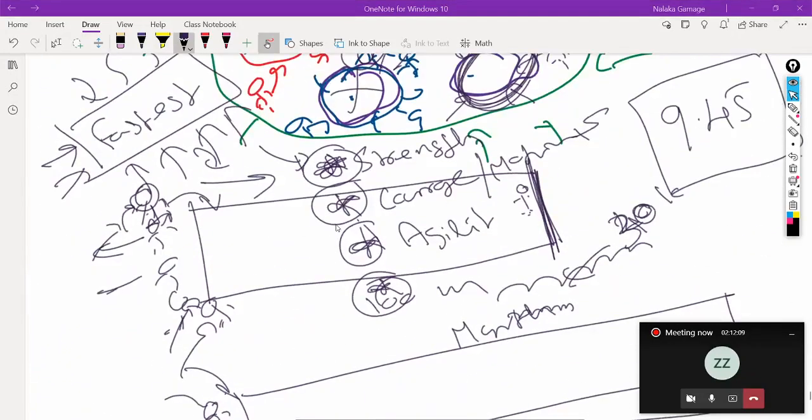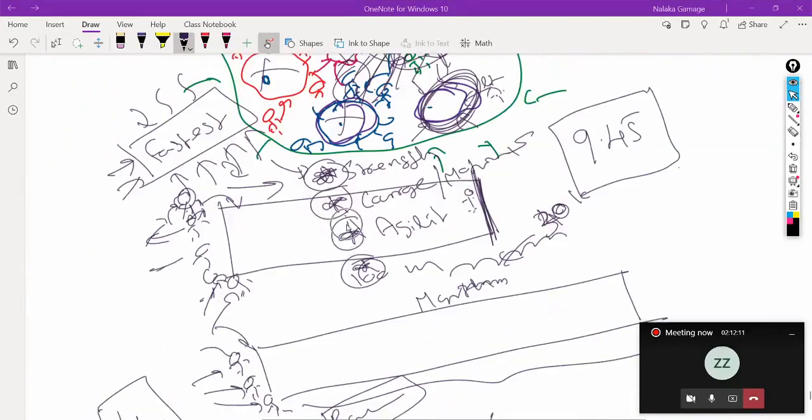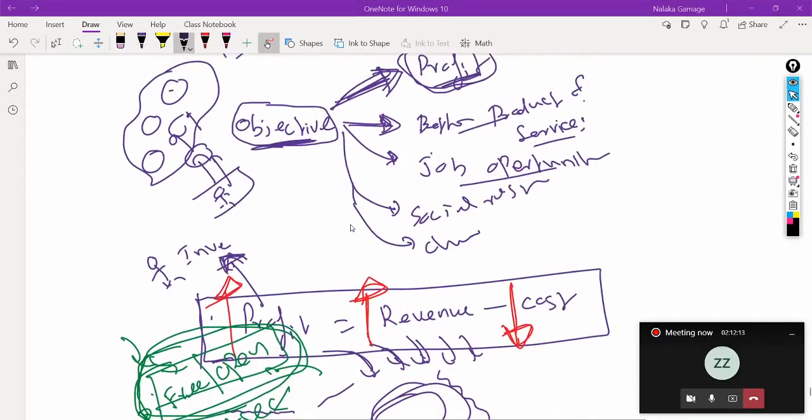Right, so I explained to you the importance of increasing the profit. But in order to do that, it's very important that we have a competitive advantage, where we can keep expanding our business. Okay, right.